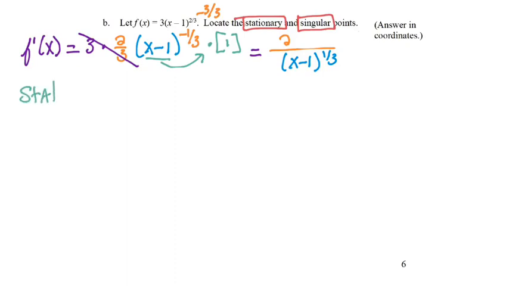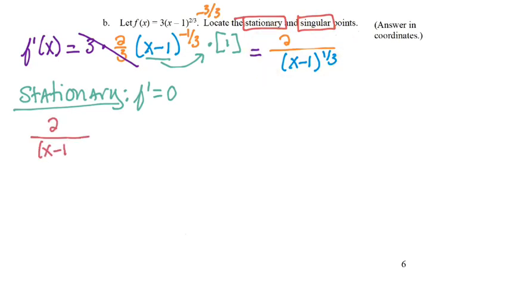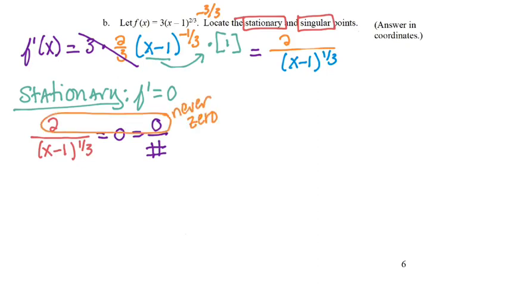So now we're ready to find the stationary points. This is where the derivative equals 0. So we take our derivative, 2 over the quantity x minus 1 to the 1/3 power, and set this equal to 0. But remember, 0 comes from a fraction where 0 is on the numerator and anything is on the denominator. So we're focused on 2 equals 0, but 2 is never 0. 2 is always 2. So we have no stationary points for this function.